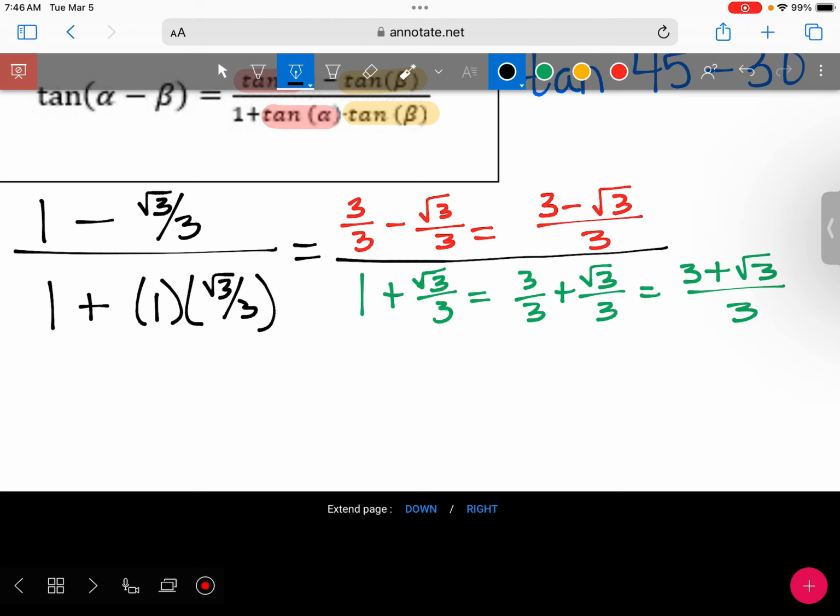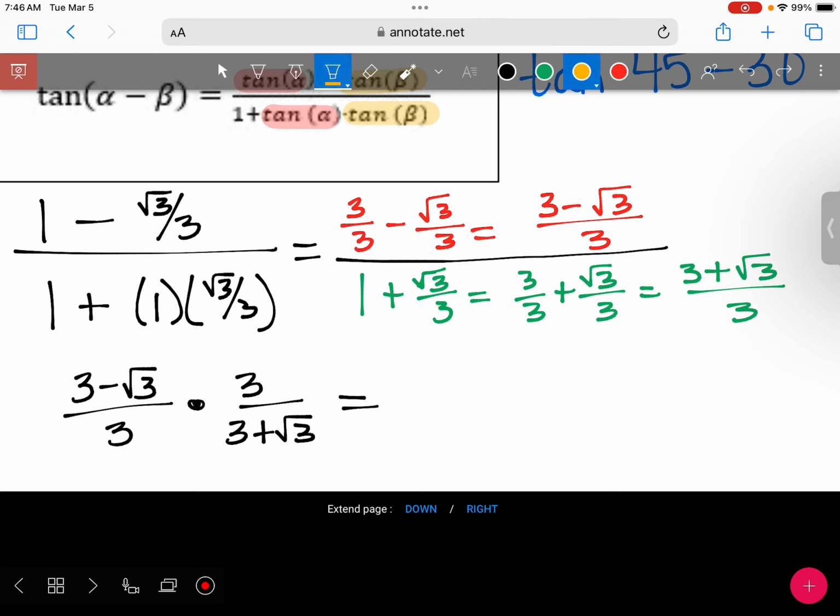Okay, so my numerator is going to stay 3 minus root 3 over 3. And instead of dividing, it changes to multiplication, and it becomes 3 over 3 plus root 3. Does everyone see that keep, change, flip? So this is my numerator.